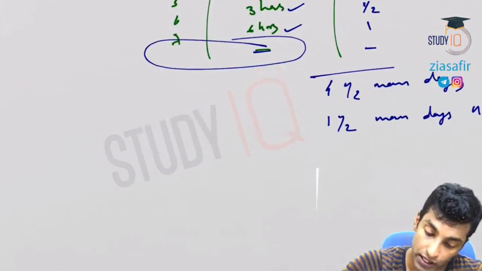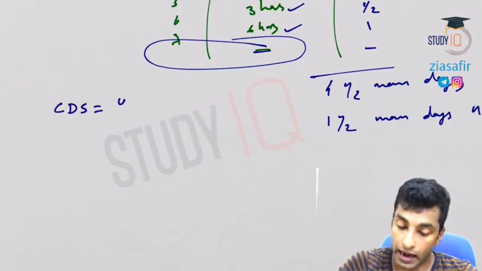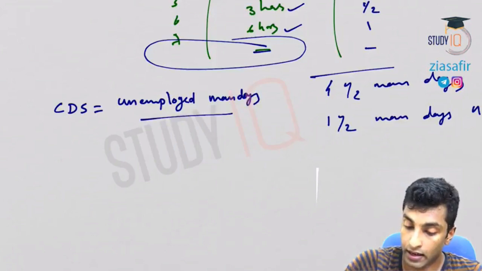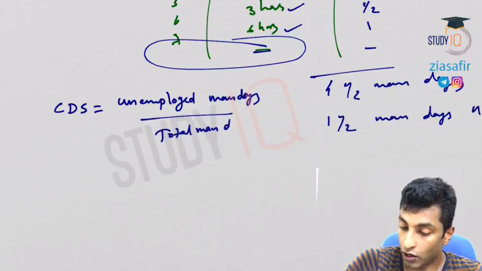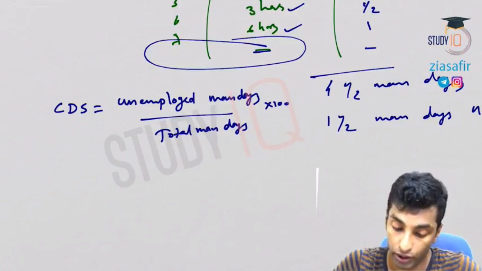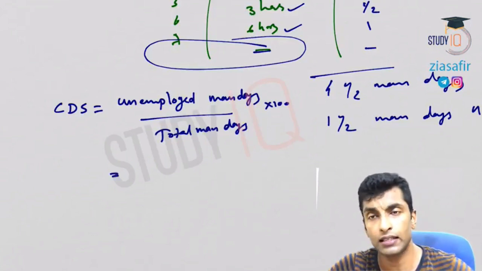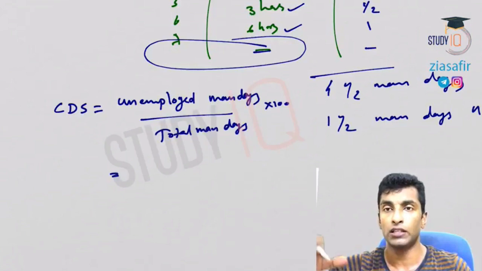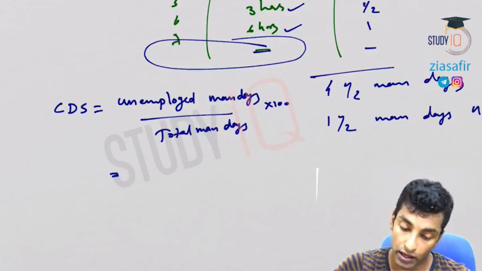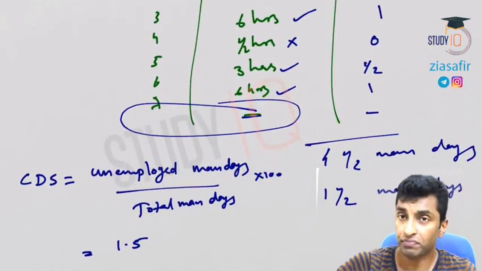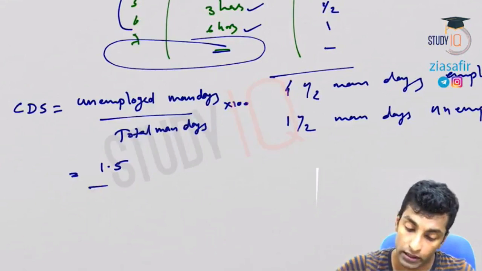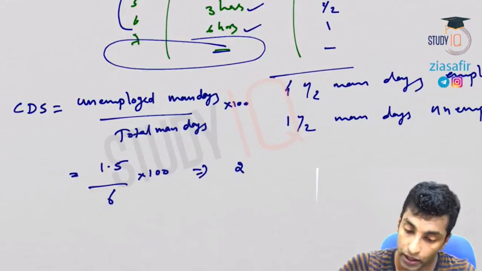Now if you need to see this percentage, CDS, unemployed man days divided by total man days into 100. Okay, man days or person days, whatever you want, you can write. So just like the normal case, total unemployed population divided by labor force, here unemployed man days divided by total man days. Okay, so here unemployed man days is 1.5, total man days is 6, because you are available for work for 6 days only. So out of that only you can calculate. So divided by 6 into 100, so that will be 25%.